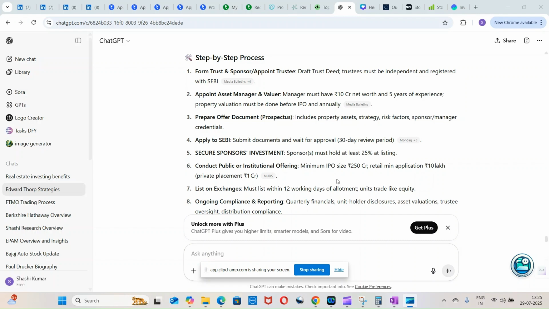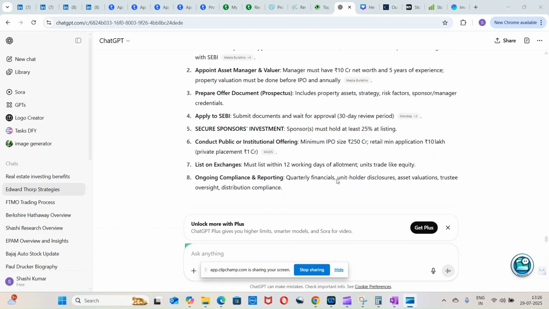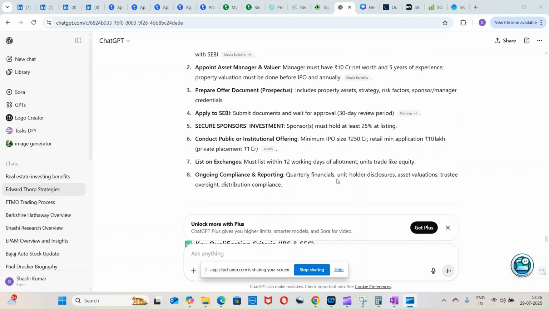Okay. Then conduct IPO. Minimum IPO size is 250 crores, and retail minimum application is 10 lakh. Private placement is 1 crore. Then listing on exchanges: must list within 12 working days of allotment, and units are traded like equity only.